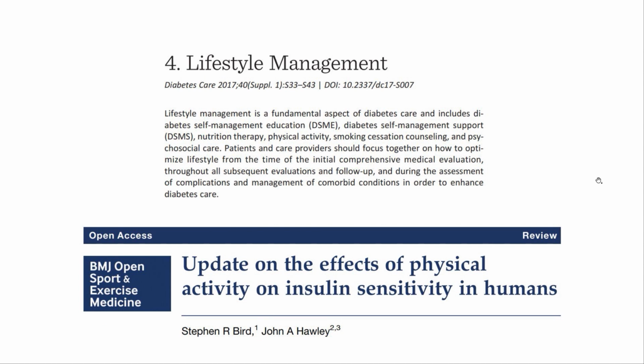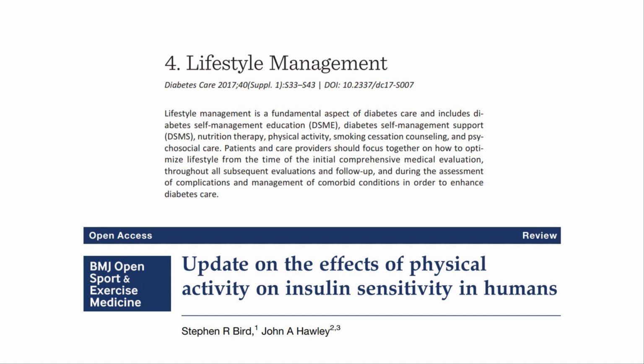Let's talk about the management of diabetes. First and foremost, I moved this slide to the beginning. Lifestyle management is a priority in diabetes care. In the same way that the first thing you do for depression is therapy, not an SSRI, it's lifestyle management.